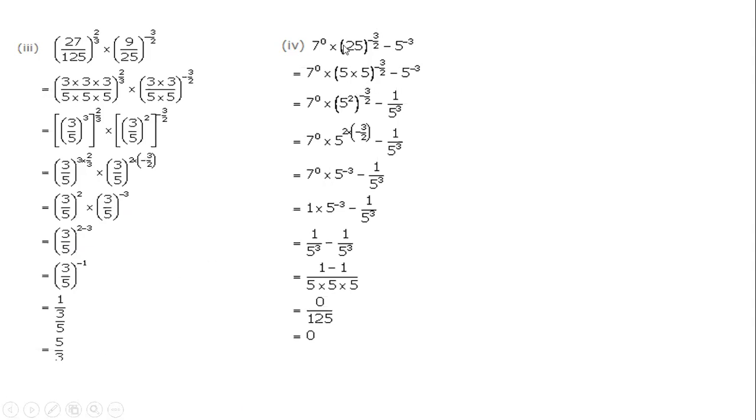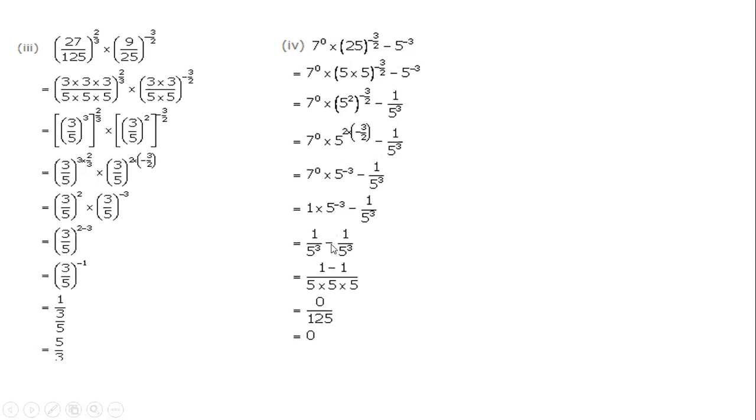Similarly for the fourth one, 25 can be written in terms of 5. On solving, we'll get 7 power 0 into 5 power 2 into minus 3 by 2 minus 1 by 5 power 3. Because 5 power minus 3 can be written as 1 by 5 power 3. Something raised to power 0 is 1. So 1 into 5 power minus 3 is 1 by 5 power 3.